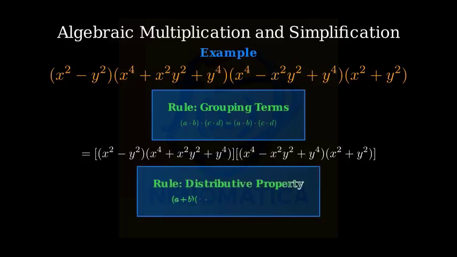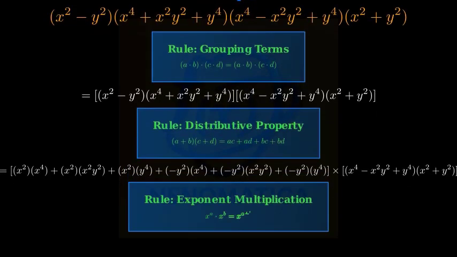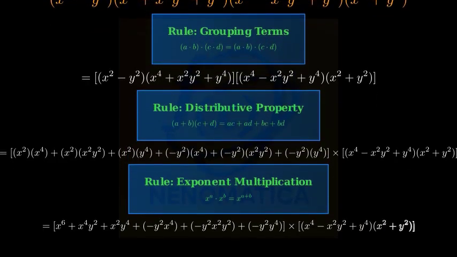We'll multiply x squared minus y squared with each term in the second factor. Remember that when we distribute, we multiply each term in the first bracket with each term in the second bracket. Let's simplify the terms in the first group by performing the multiplications. When we multiply powers with the same base, we add the exponents. For example, x squared times x to the fourth becomes x to the sixth.